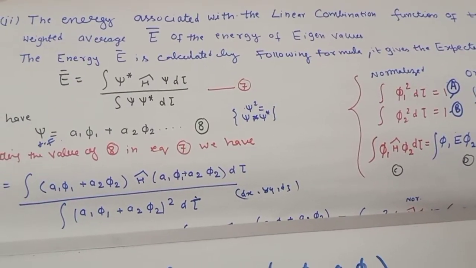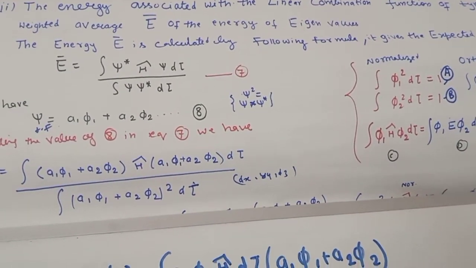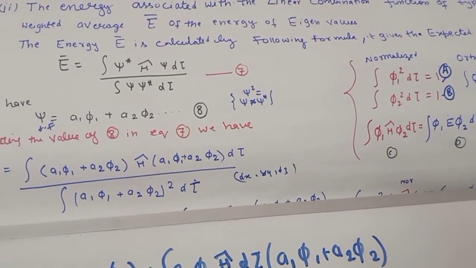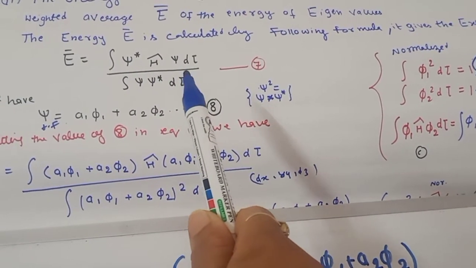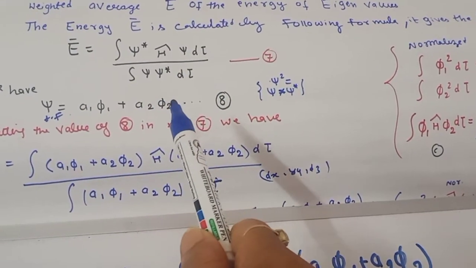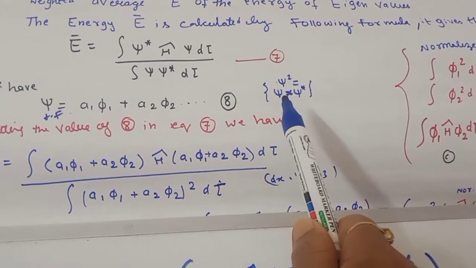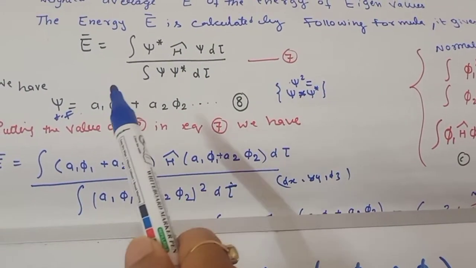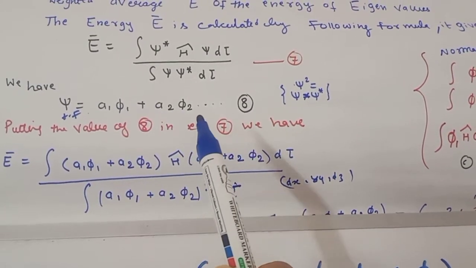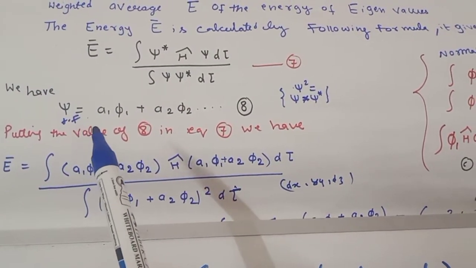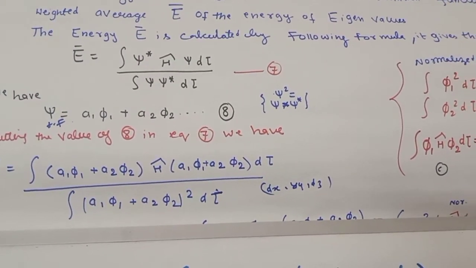In the second step, we will calculate the energy, which will solve the linear combination of the different functions. So the energy is calculated by the following formula, that is E bar equals integration of psi star H cap psi d tau by integration of psi star psi d tau. So here you can see that psi and psi star can be written as a psi square also. So we will put the value of the psi, as we have taken earlier, psi is equals to a1 phi1 plus a2 phi2. This psi is our trial wave function, and a1, a2 are the coefficients, phi1 and phi2 are the different eigen functions.